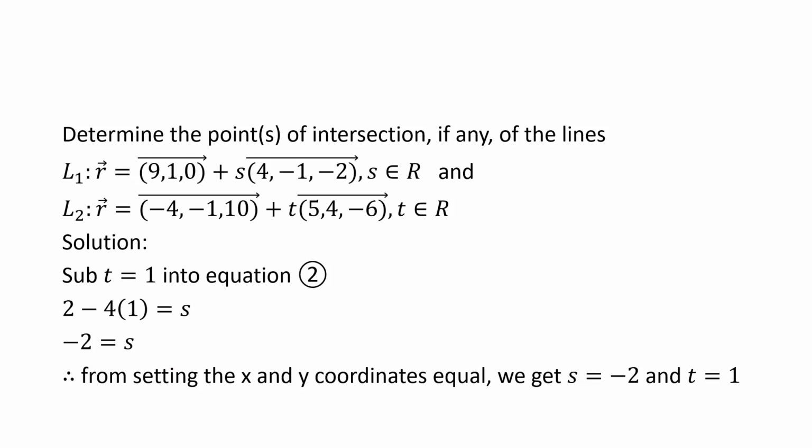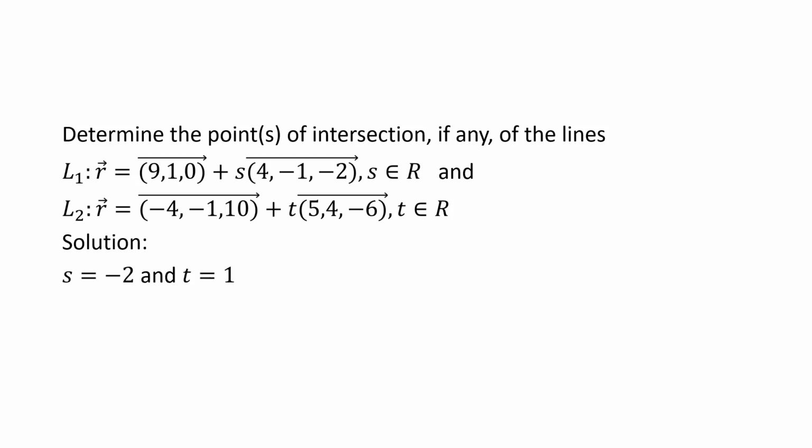We'll take that t value of 1 and sub it into equation 2 and get a value for s. And we see that s is equal to negative 2. So what that means is that when we set the x and y coordinates equal, s is negative 2 and t is 1. That doesn't mean there's a point of intersection yet, though. We still now have to test it on the z coordinates.